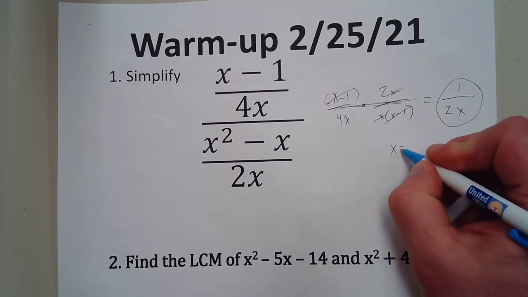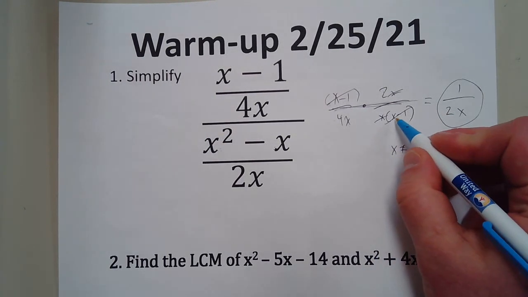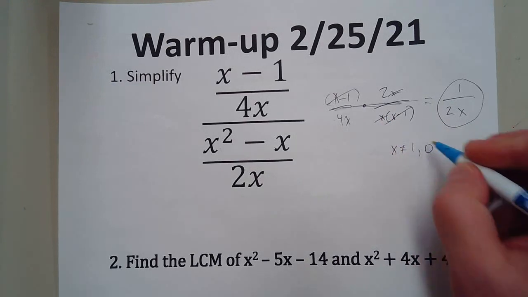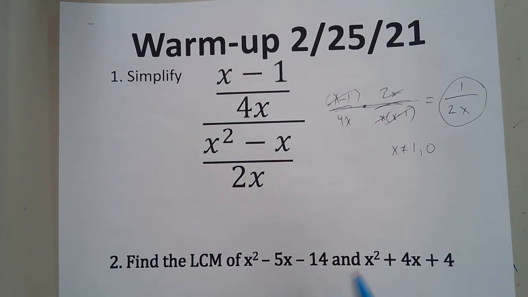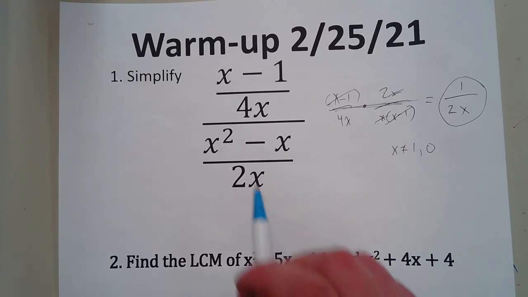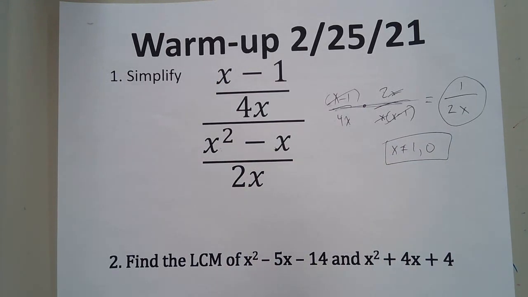The other piece we need is our restrictions. So anything that's ever been in a denominator. So x can't be 1. It can't be 0. So yeah, that takes care of everything that was ever in a denominator. The only thing it really never is this piece. So those would be our restrictions.